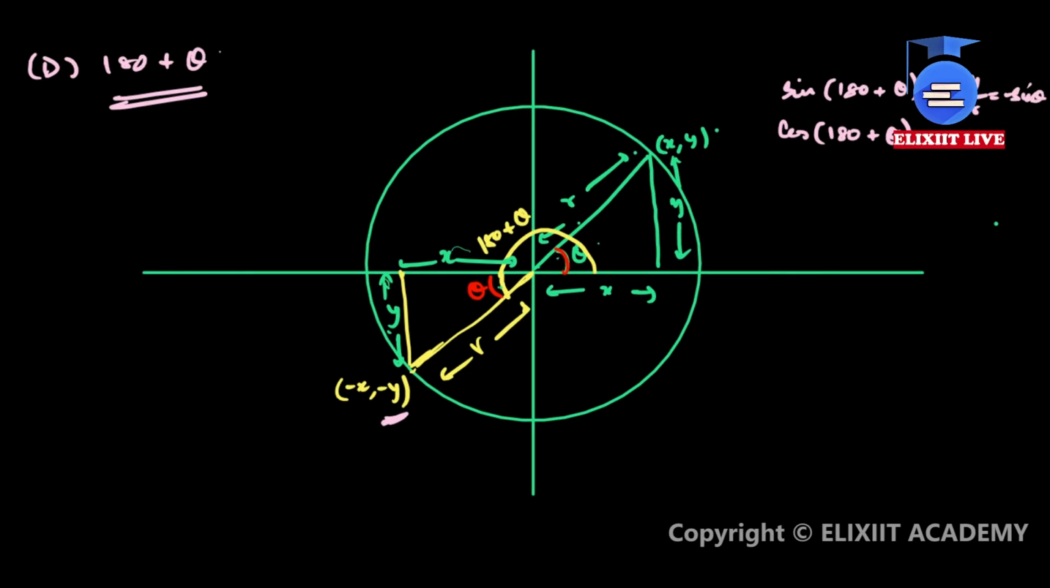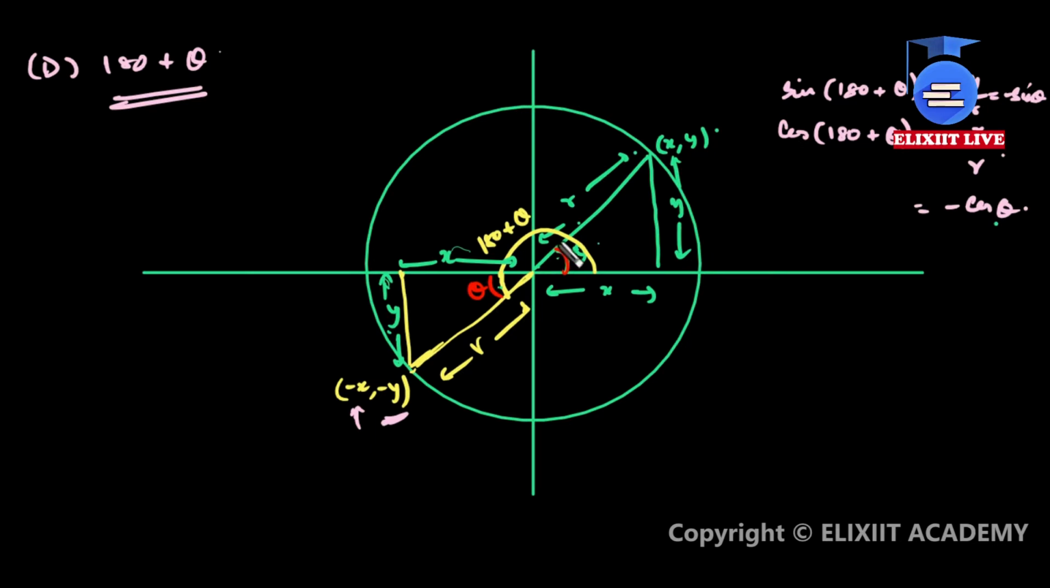Whatever proof I have given, take this down. Cos 180 plus theta: what is cos 180 plus theta? Base by hypotenuse. The base is x, and x is negative. I told you to remember it this way: cos is the x coordinate by r. The x coordinate is minus x by r, and x by r is cos theta, so minus of cos theta. So we have got this formula: cos 180 plus theta is minus cos theta.